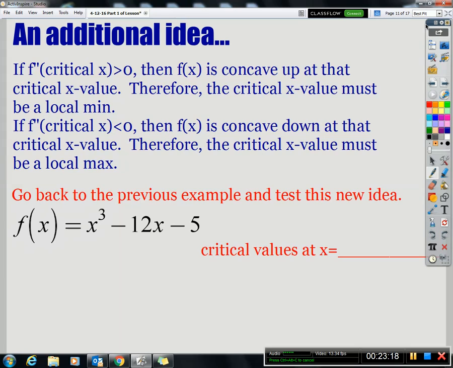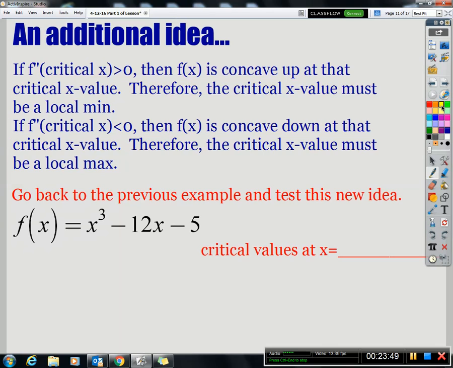So I know if I take a critical value from f prime of x and I plug it into the second derivative, I can quickly tell if I've got a max or a min. Now, if you're curve sketching, this isn't as useful perhaps, but when we're doing optimization problems, which comes next in this chapter, this is a handy little tool.